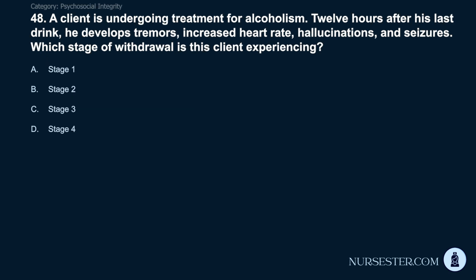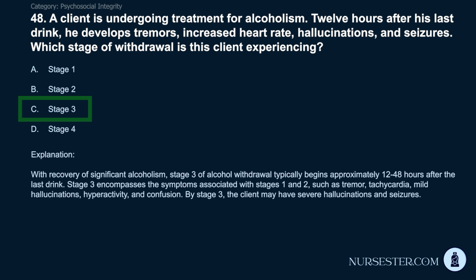48. A client is undergoing treatment for alcoholism. 12 hours after his last drink, he develops tremors, increased heart rate, hallucinations, and seizures. Which stage of withdrawal is this client experiencing? A. Stage 1. B. Stage 2. C. Stage 3. D. Stage 4. Correct answer: C. Stage 3.